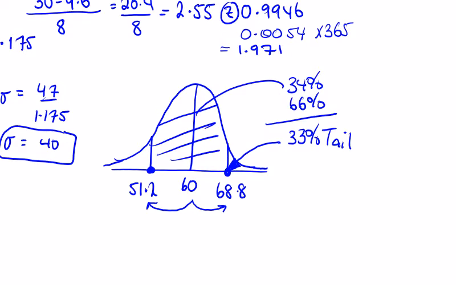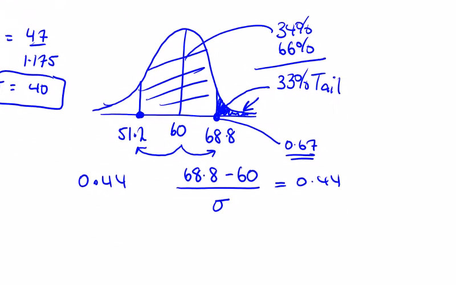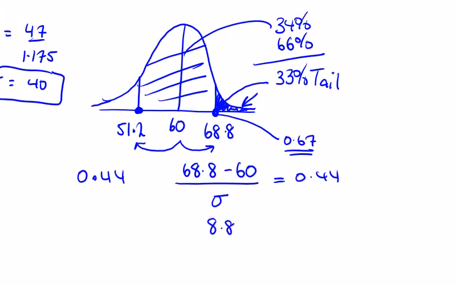But I think the easiest way, if there's 33% in the tail, we need to look up 0.67 to leave 33 on the other side. So 33% in here. If we look up a z-score of 0.67, we're going to get 0.44. So if I test 68.8 against 60 and divide by my standard deviation, I'm going to get 0.44. So my 8.8 divided by 0.44 will be my sigma in this case. So sigma, or standard deviation, is equal to 20.